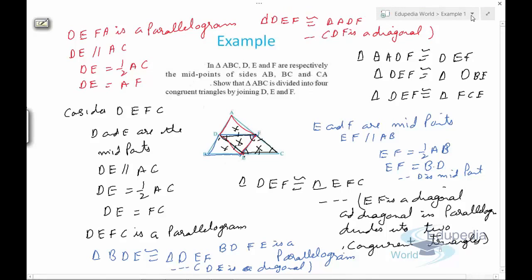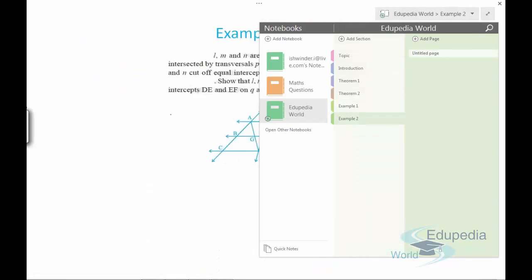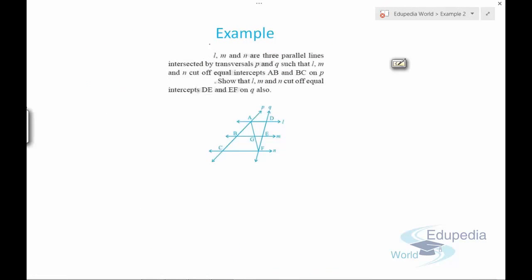So let's discuss the last example of this video, example number 2 now. It's a very interesting example, so you have to watch this example carefully. Now it's given that L, M and N are three parallel lines intersected by transversals P and Q such that L, M, N cut off equal intercepts AB and BC on P. Show that LMN cut off equal intercepts, which means we need to show that DE equals EF. Now for construction we can join A and F so that it divides into two triangles.